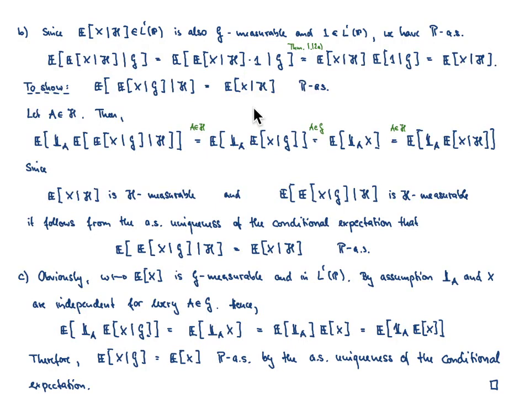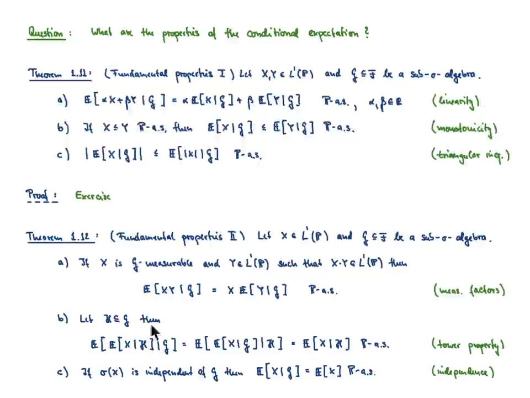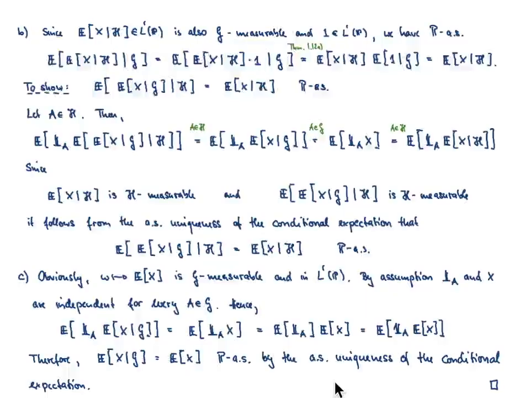Well, let us come now to the third part of the theorem. Here we would like to prove that under the assumption that the sigma algebra generated by X is independent of the sigma algebra G, the conditional expectation of X given G equals the expectation of X P-almost surely. And you see, the strategy is again the same. We would like to use the uniqueness part of the conditional expectation. Here we first have to make a couple of observations.